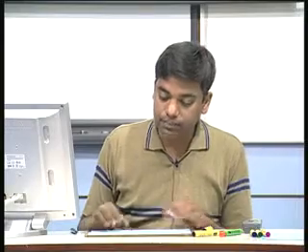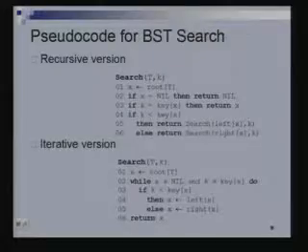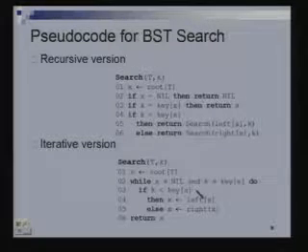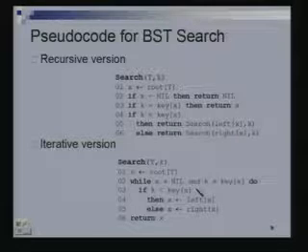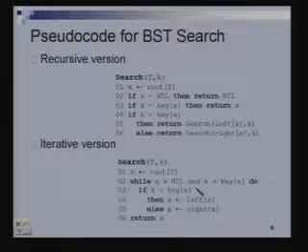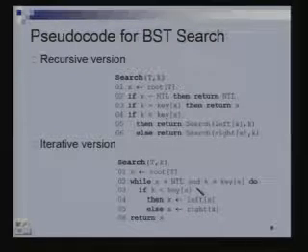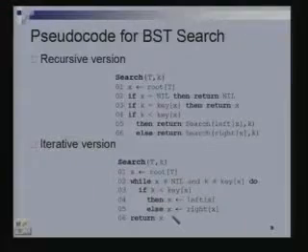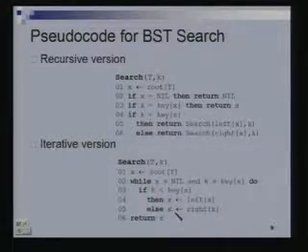How much time does search take? Let us look at the iterative version of the search. Each time we went through this while loop, we came down one level in the tree. We went from a node to one of its child nodes, either the left child or the right child. So we came down one level. We started at level 0, which is the root, then after one run of this while loop we came to level 1, after that level 2, level 3, and so on.